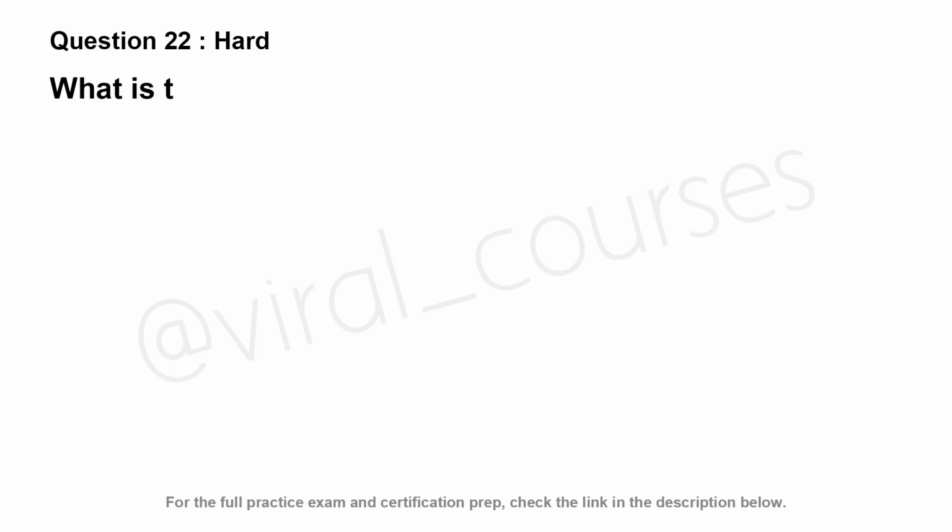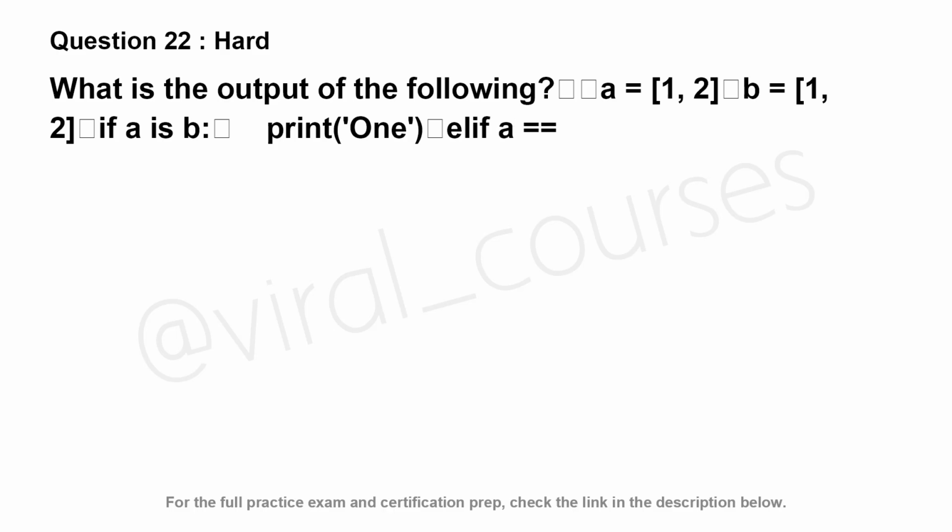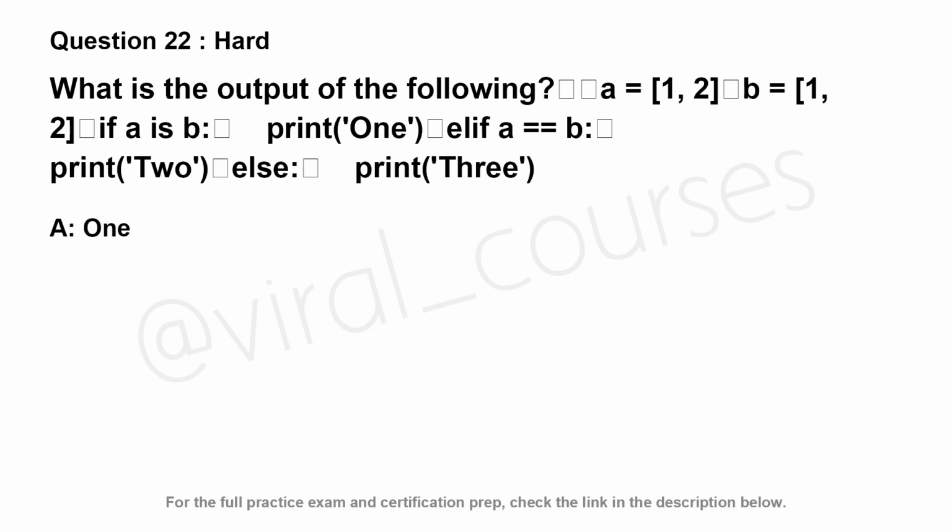What is the output of the following? a = [1, 2], b = [1, 2]. If a is b, print 1. Elif a == b, print 2. Else, print 3. Option A, 1. Option B, 2. Option C, 3. Option D, error.